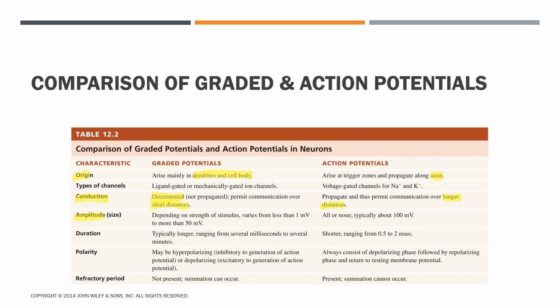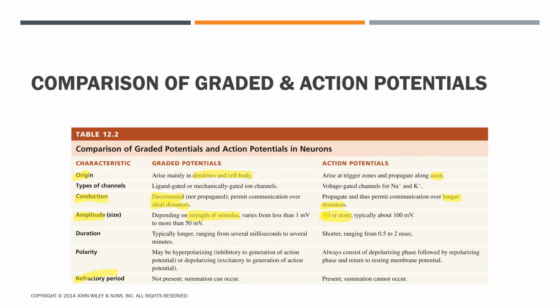Again, amplitude is quite important, so the strength of the stimulus is going to give us how large of a graded potential we're going to get. But action potentials, it's all or none. This is a really good phrase used in action potentials. It either happens or it doesn't. You either bring that cell up to its threshold to fire an action potential, but anything below threshold will not fire an action potential.